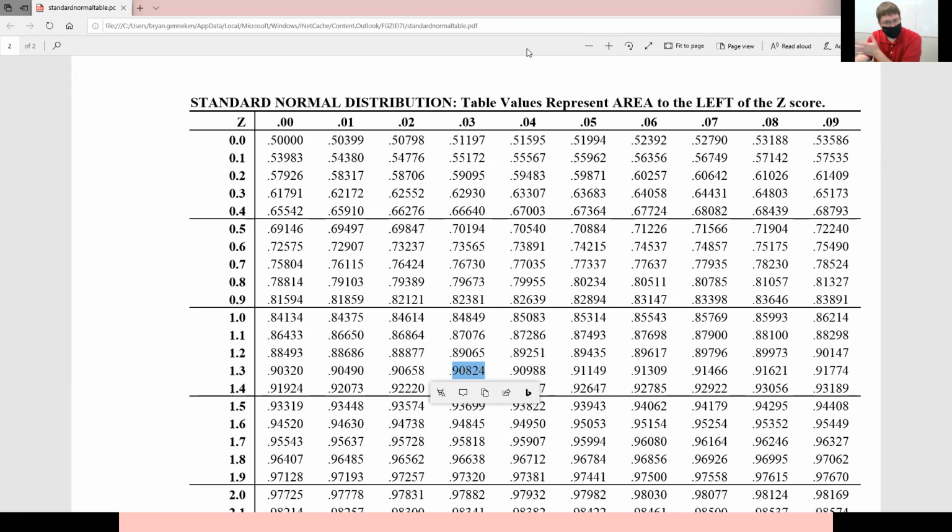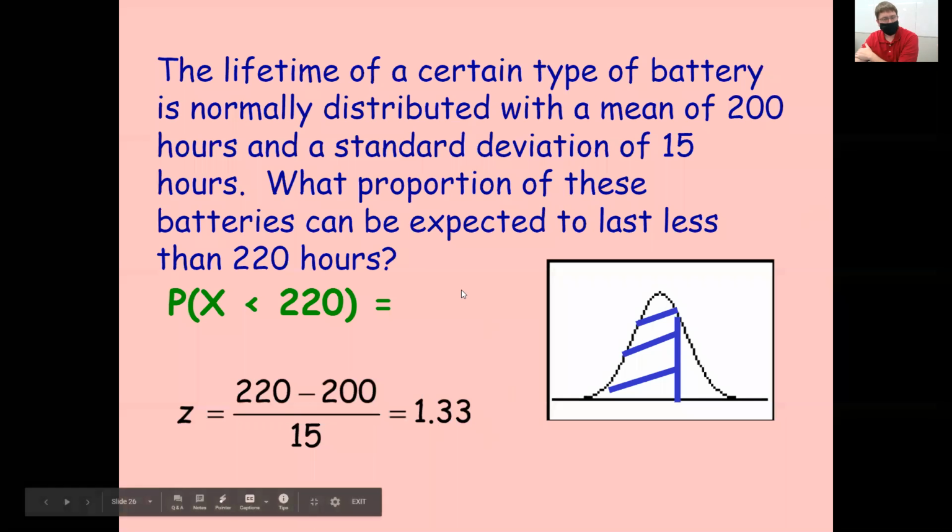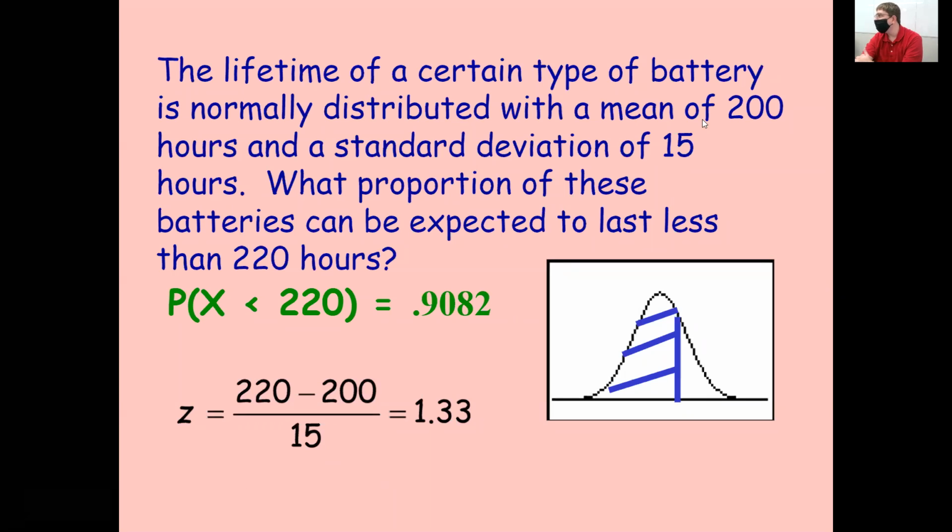So about 90% to 91% of whatever I was just talking about is going to last less than 220 hours. So I think we were talking about batteries. Okay, so that's how you would use this table. So I go back and I look, okay, there's my z-score. Look it up on the table, we just did. Boom, there's my answer. That's the old school way to do it. Our calculator is going to do all this for you in just a second.